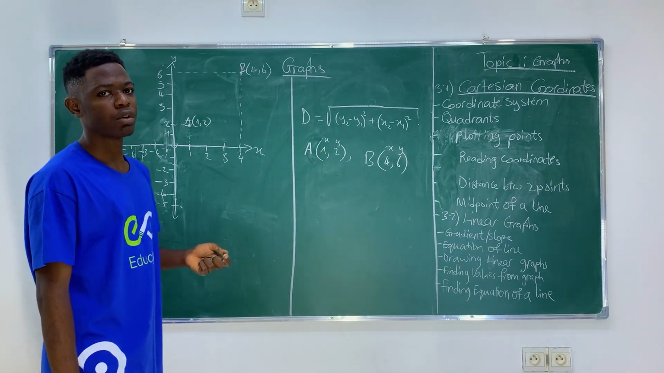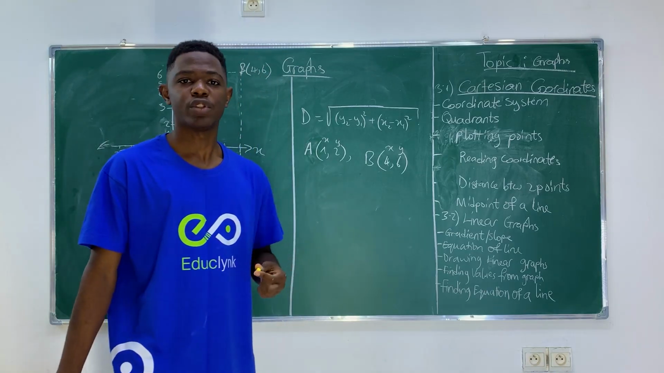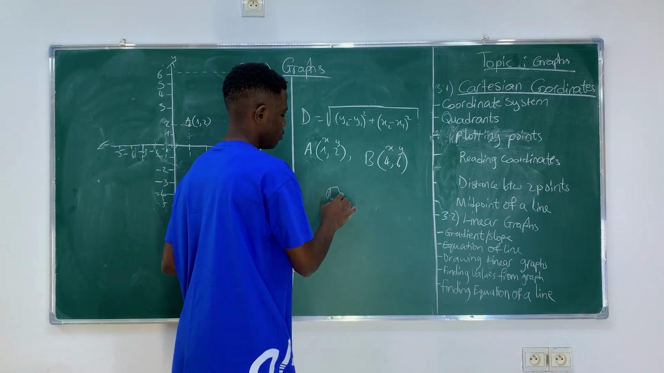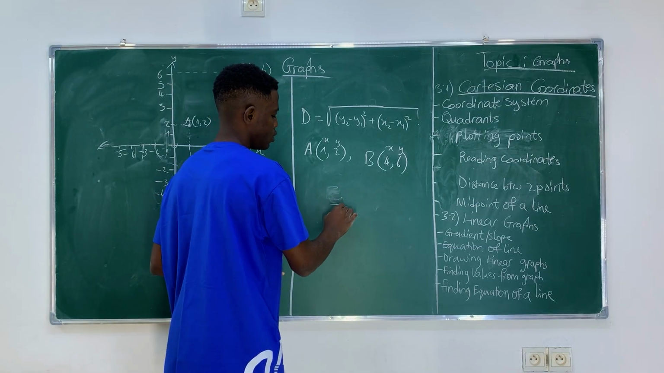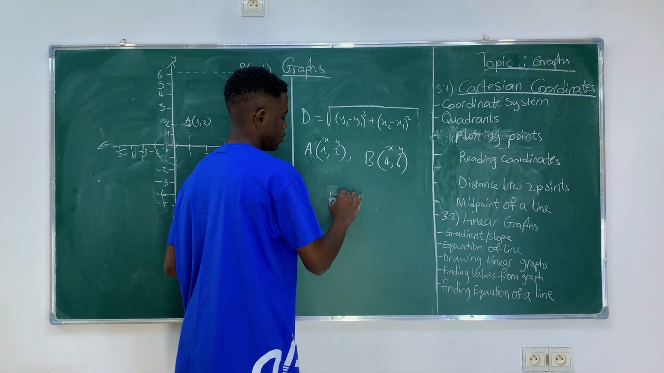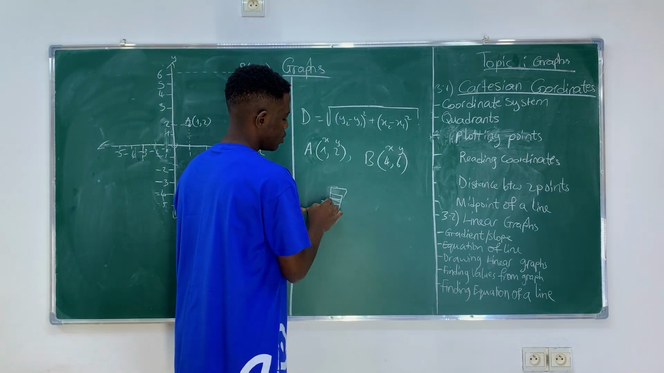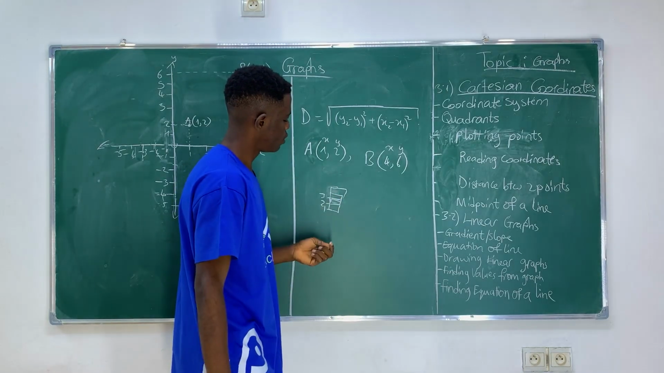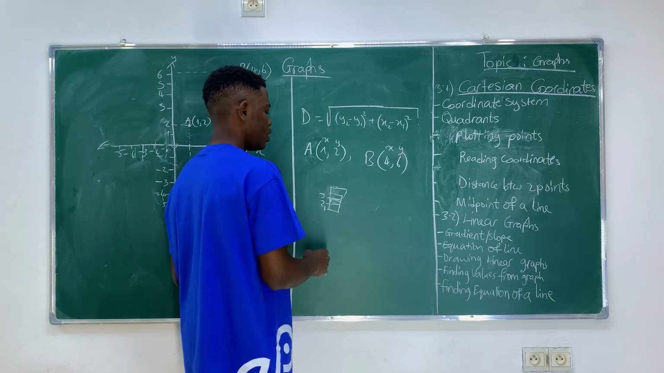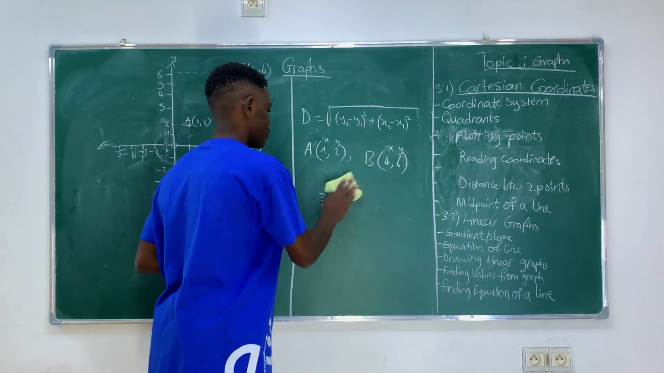Mine is not that accurate because I don't use a ruler. In your book, if you have a square-lined book, you can use those squares as units. If you have a square-lined book like this, you can say this is 1, this is 2, this is 3. Or you can say 2 squares are 1, or 2 squares are 2.